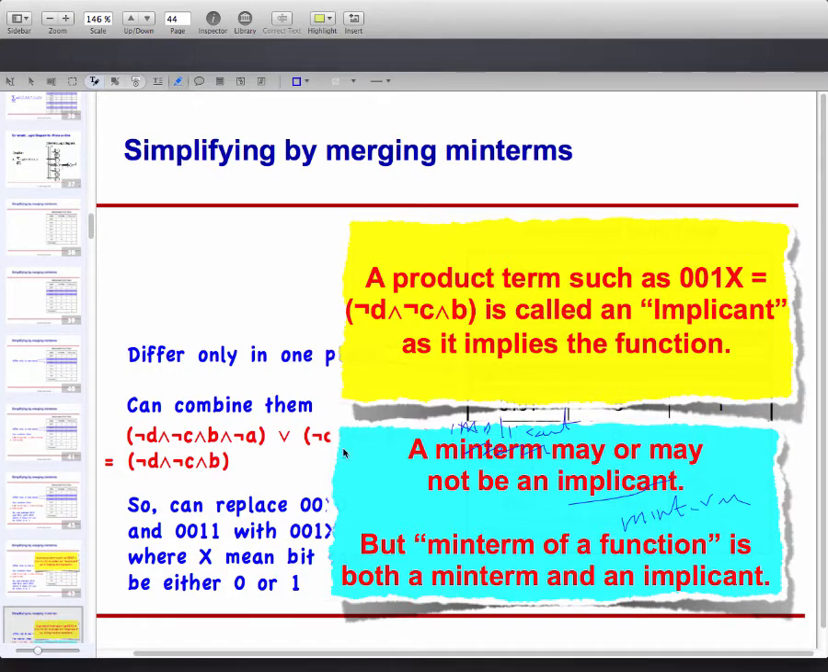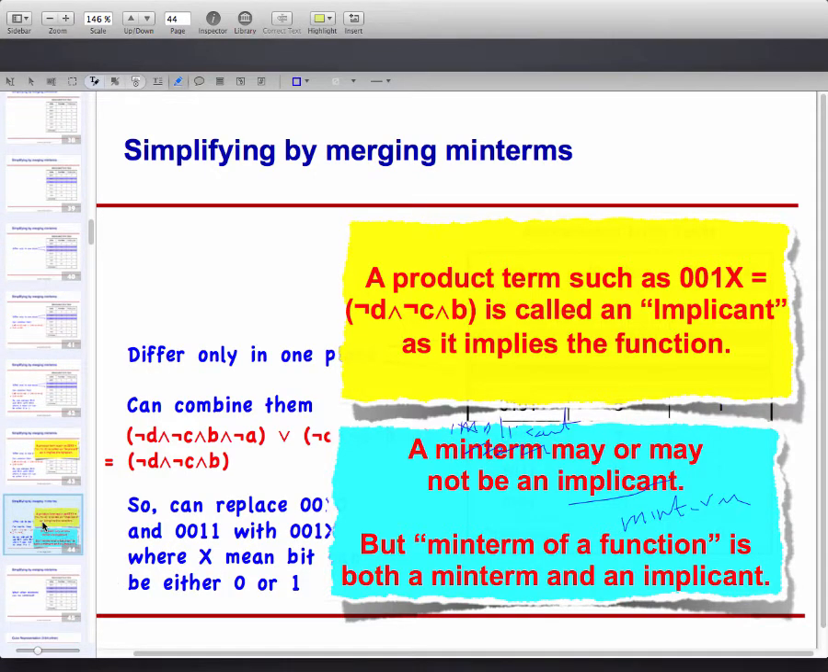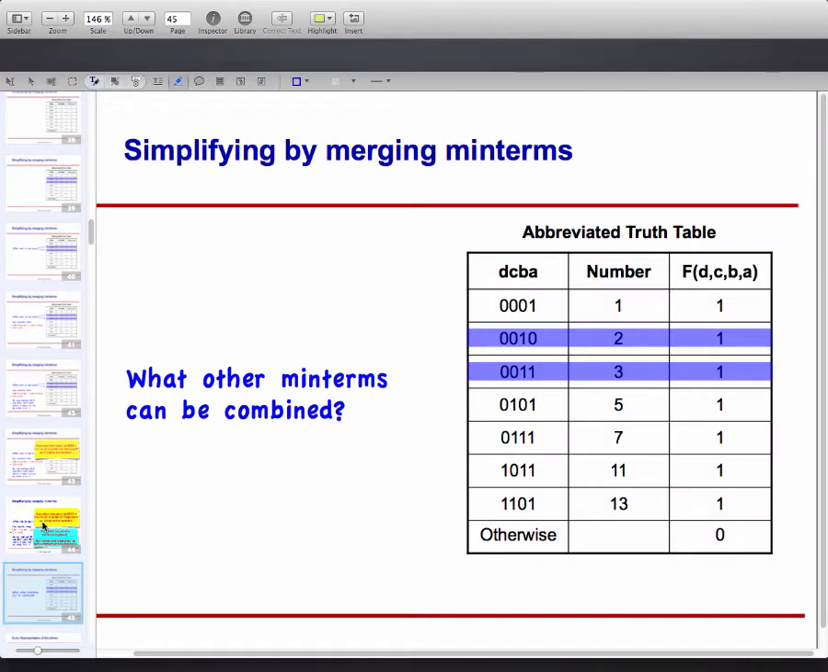And sometimes we call them just minterms, sometimes minterm of a function. When we say minterm of a function, we are basically saying that for that function, it is a minterm, that is, the function is valued 1 at that time.